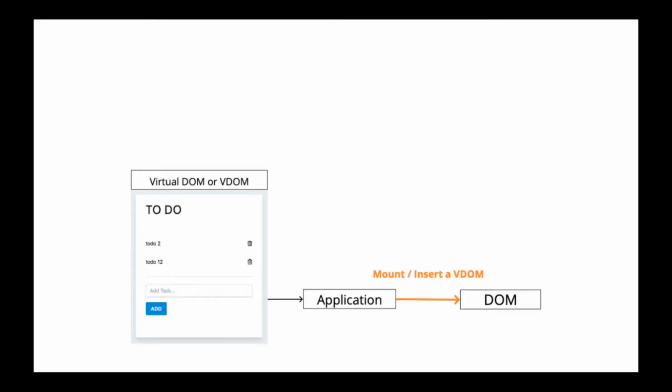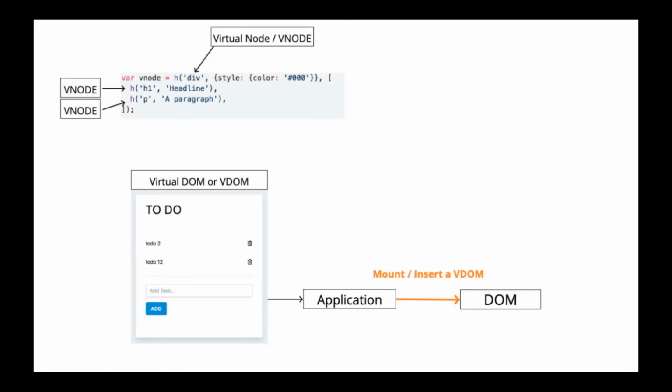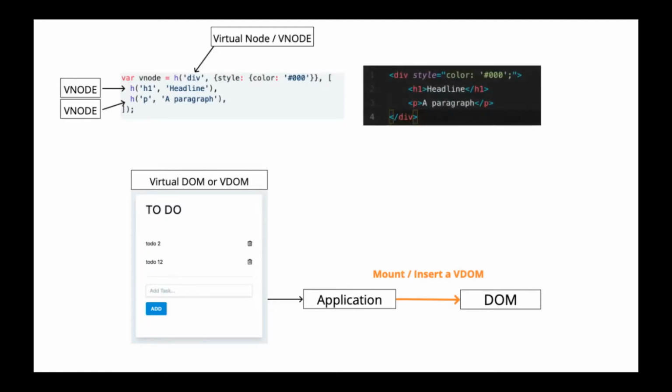So what does the virtual DOM look like? You will have here 3 nodes. You will have the div, and inside the div you will have subnodes. Basically, one H1 and one P for a paragraph. And this is the code it will produce when you insert it into the DOM. Cool?